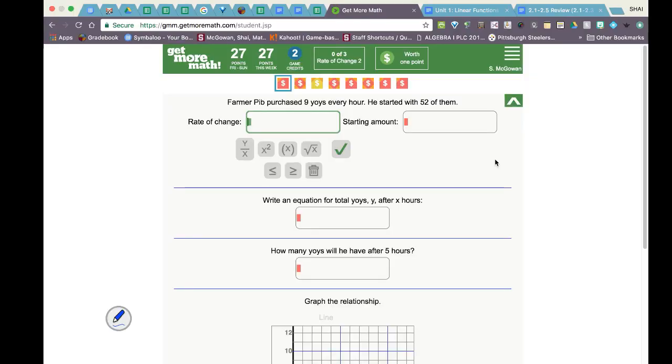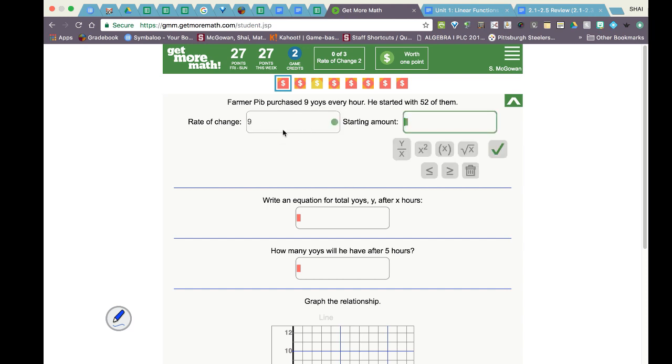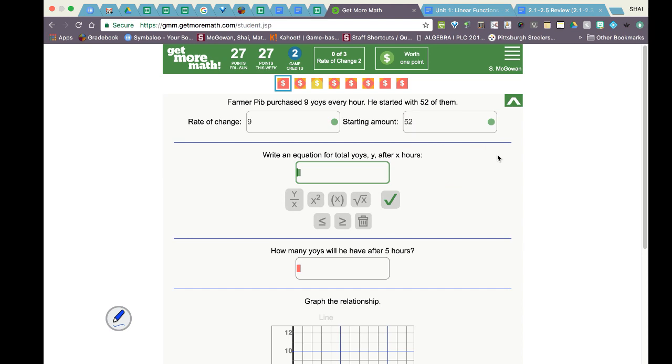In GMM, you have different checkpoints that you have to do. So let's check to make sure that we did that correctly. The rate of change we said was 9, so we're going to put a 9 there, and then we're going to check it. That says it's okay. We want to check as we go. The starting amount is 52, so we want to check that as we go. Both of those are correct in what we've done.